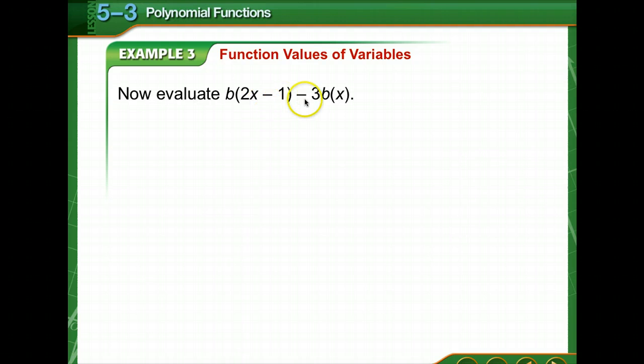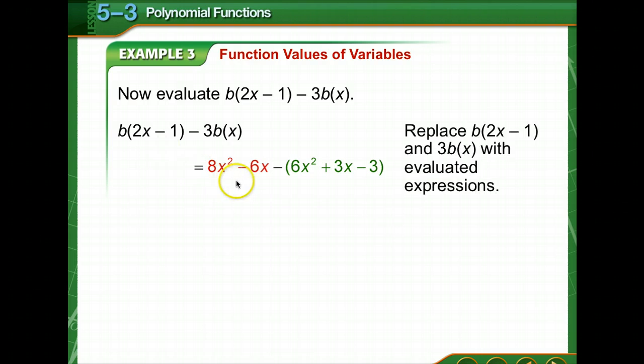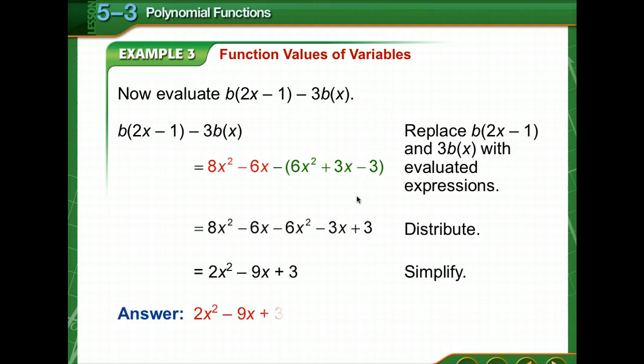Now we are to subtract them from each other. So what we got the first time, and we're going to subtract from it what we got the second time. We're going to combine our like terms. We end up with 2x squared minus 9x plus 3.